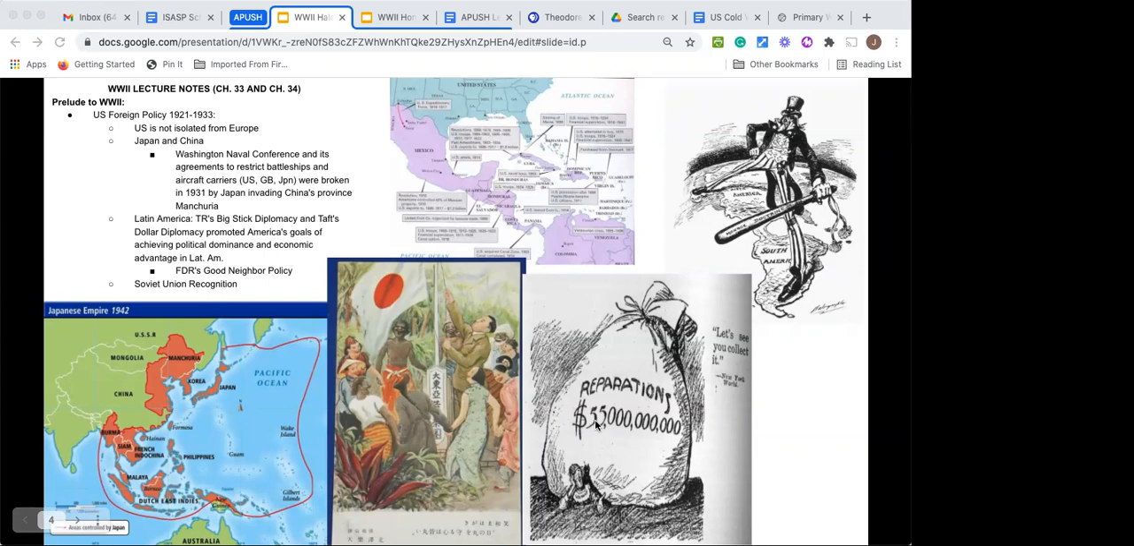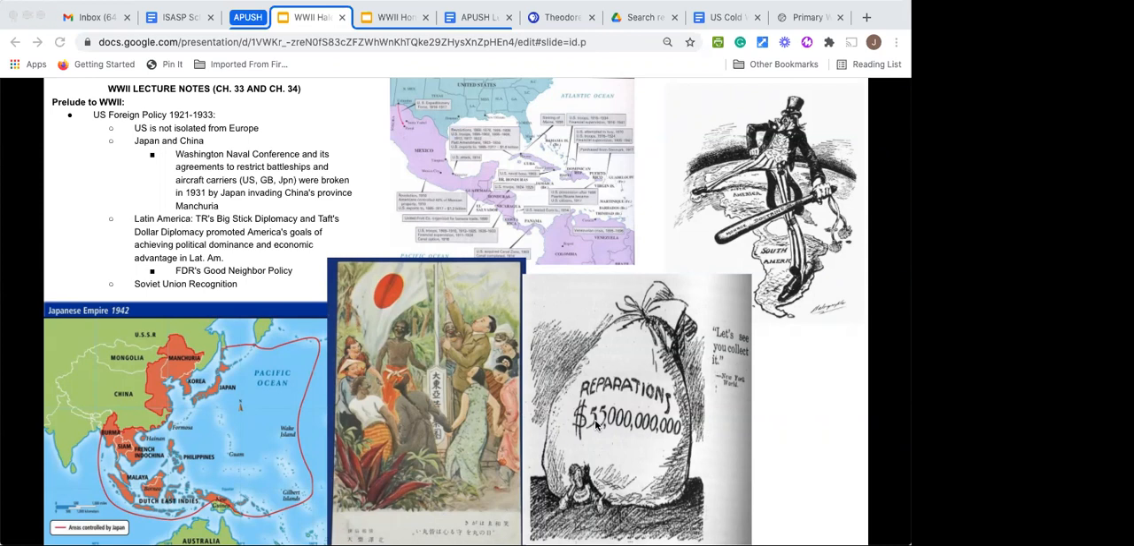Keep in mind with the Dawes Plan, D-A-W-E-S, the United States is loaning Germany money. Germany is using that money either to rebuild their infrastructure or to pay off their debts that they owe the other allied powers. And then the allied powers are paying back the United States what they owe us. So it's this triangle that really doesn't isolate us from Europe.